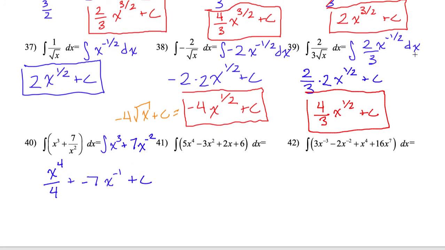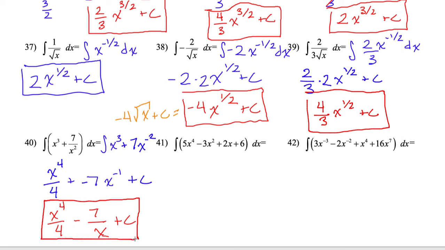I'm going to rewrite this with my final form with no negative exponents. So this is really x to the power of 4 over 4 minus 7 over x plus c. That's my final answer. And again, I'm not incorrect by leaving this last answer with a negative exponent. It's still correct, in case anyone is still thinking that.